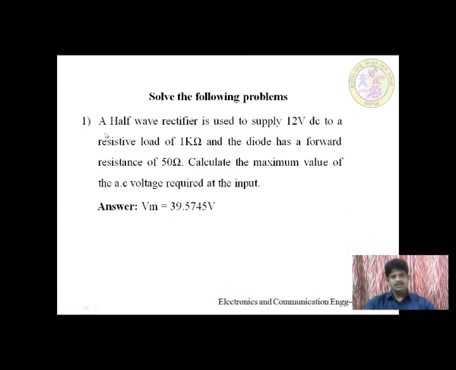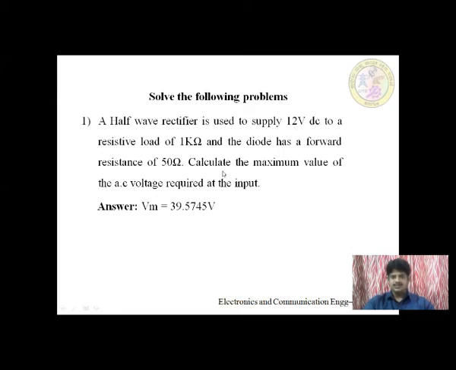Let's go with the question. The question is: a half wave rectifier is used to supply 12 volt DC to a resistive load of 1 kilo ohm, and the diode has a forward resistance of 50 ohm. Calculate the maximum value of AC voltage required at the input. So in this question, just assume a rectifier circuit. It has to supply 12 volt, meaning the output of the rectifier has to be 12 volt, and the load is 1 kilo ohm, and the diode forward resistance, meaning internal resistance, is 50 ohm. It's RF, it is RL, and it is VDC.